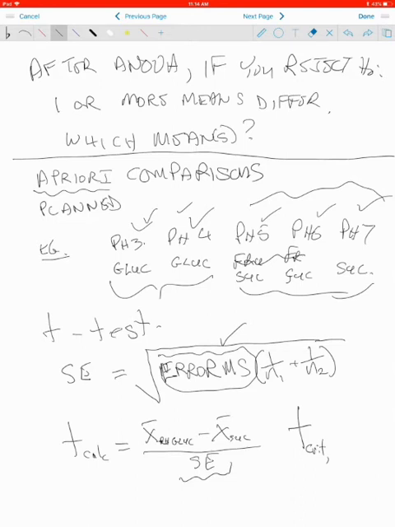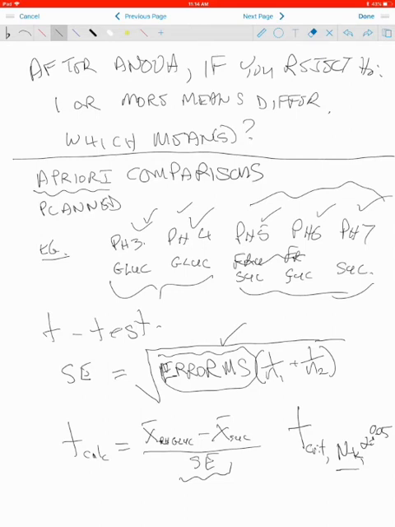with n minus k degrees of freedom. Right? It's the degrees of freedom associated with the mean square for error. And this can in principle be a 1- or 2-sided test. So look up alpha 1 or alpha 2, depending on whether you had some a priori notion as to which way they might differ.